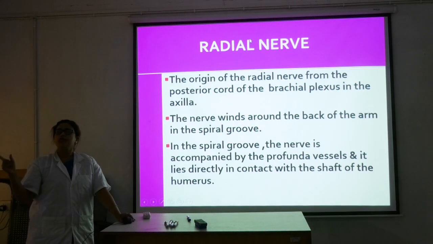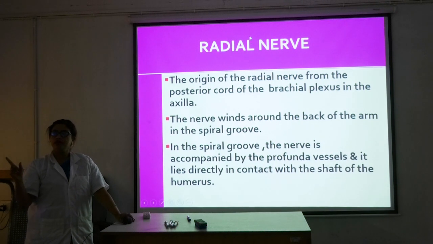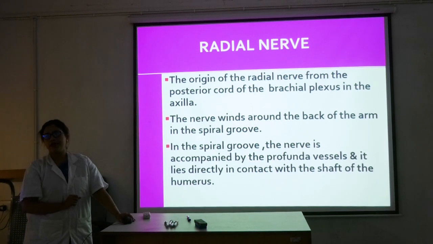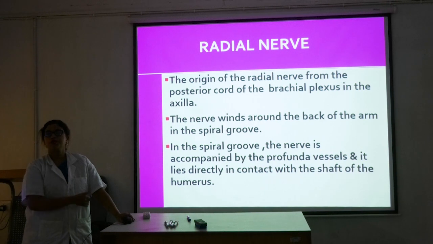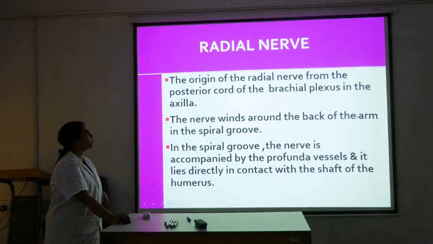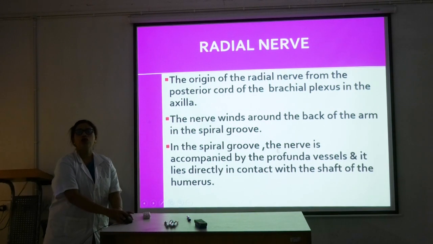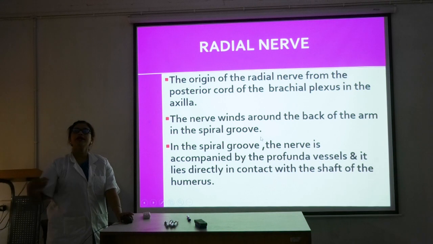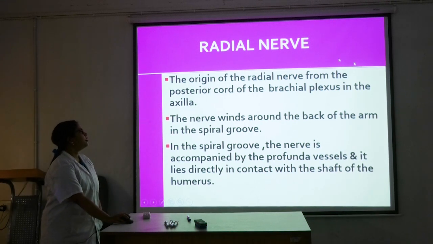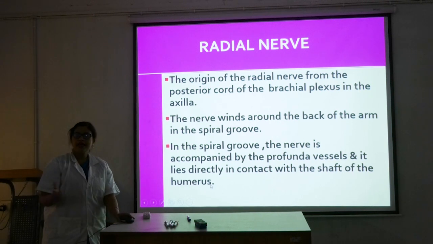So there is the insertion of the deltoid. Have you seen? That is known as the deltoid tuberosity. Now if you press behind the deltoid tuberosity on the posterior side, there you will get one groove. There is the lodgement of the radial nerve. So this posterior part is very important. This nerve winds around the back of the arm in the spiral groove. Although it is coming from the front, it winds around in the spiral groove. So only the radial nerve is going.